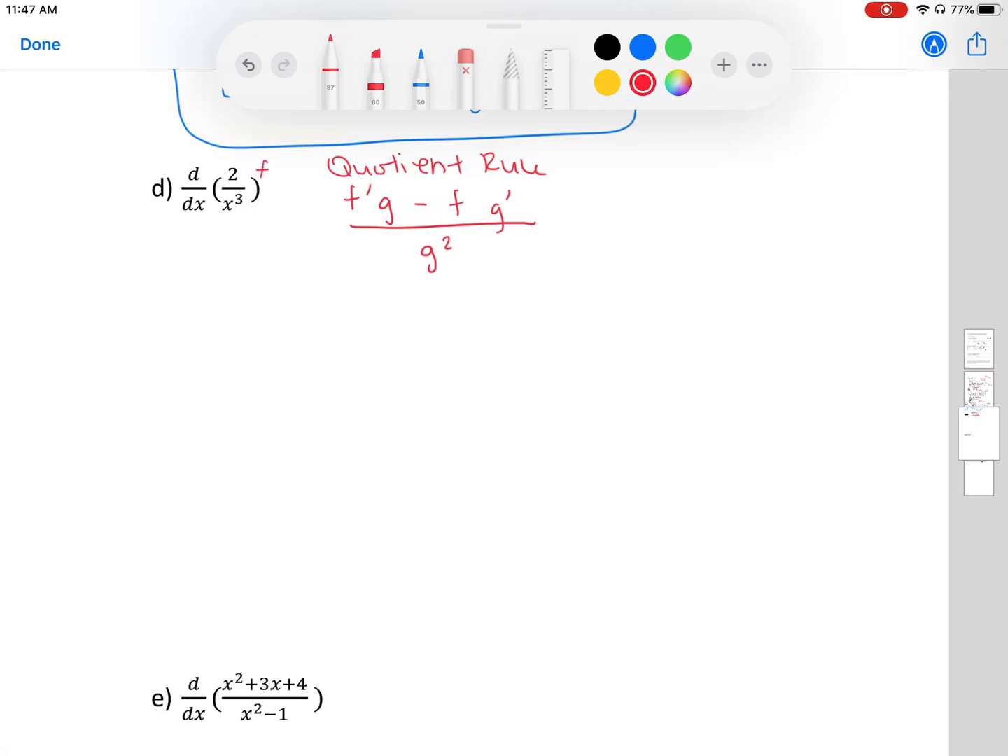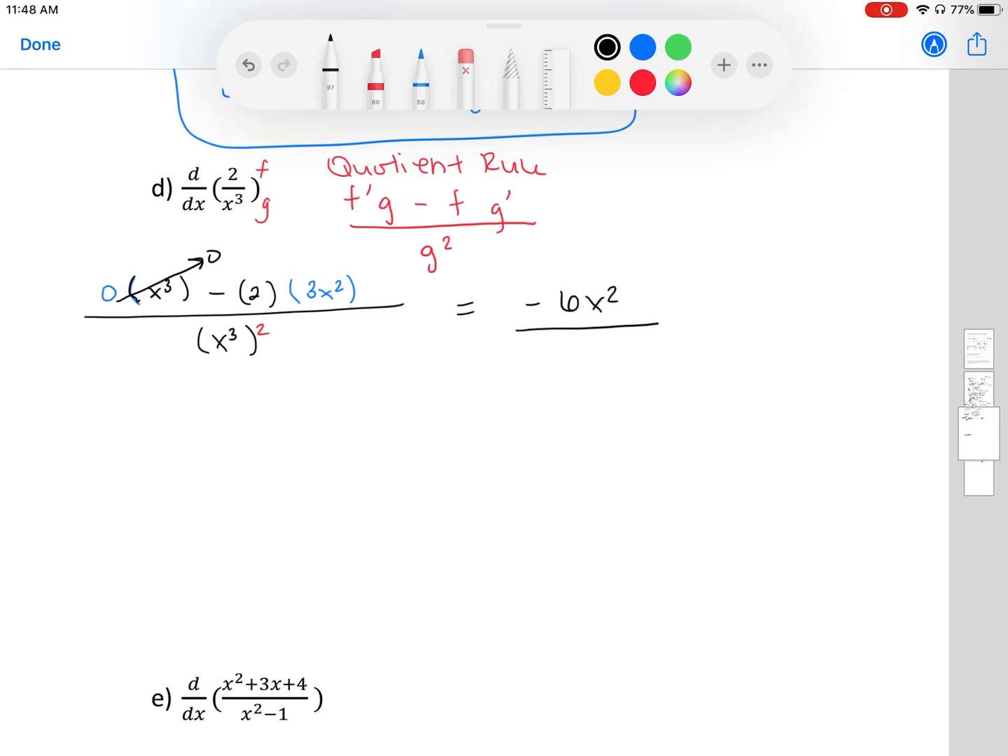So if we think of our numerator as f and our denominator as g, we have the derivative of our first is 0 times my function g, which is x cubed, minus f, which is 2, times my g prime, which is 3x squared, divided by our denominator squared. So I have x to the third power squared. Let's clean this up. Well, anything times 0 is 0, so we're left with negative 6x squared divided by x to the 6th power.